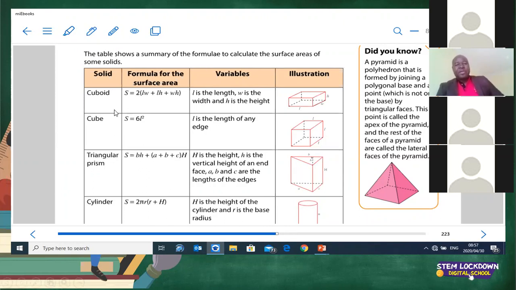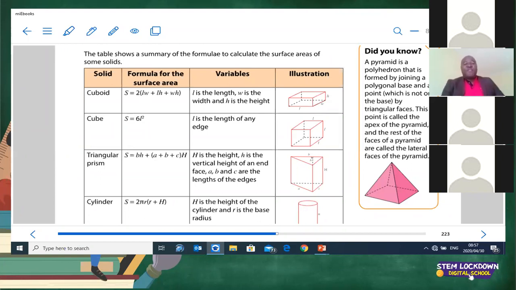We are not going to waste time, but to reflect on the cuboid, there is a formula to calculate the surface area of the cuboid. In the formula, we are going to use all of them: the length, the breadth, and the height. And we say everything must be multiplied by 2. Who can tell me why we multiply everything by 2? In other words, why do we multiply every area by 2?